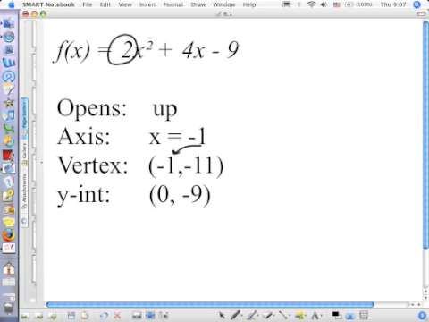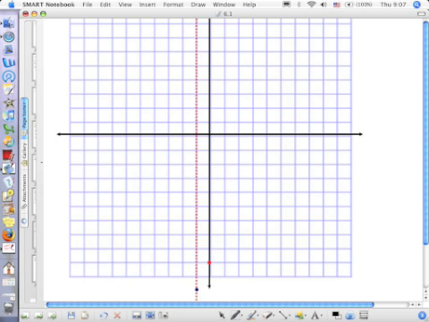Okay, so let's graph this. You're going to start with your axis of symmetry. That's the first thing you start with. Represented by a broken line. Our axis of symmetry was a vertical line at x equals negative 1.